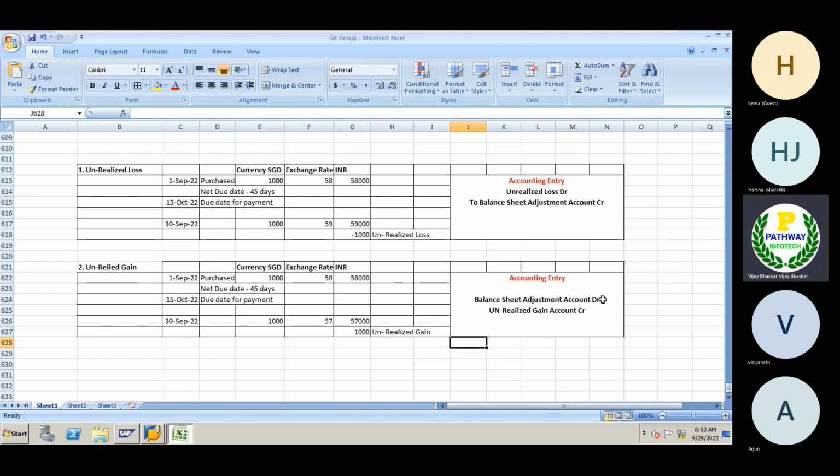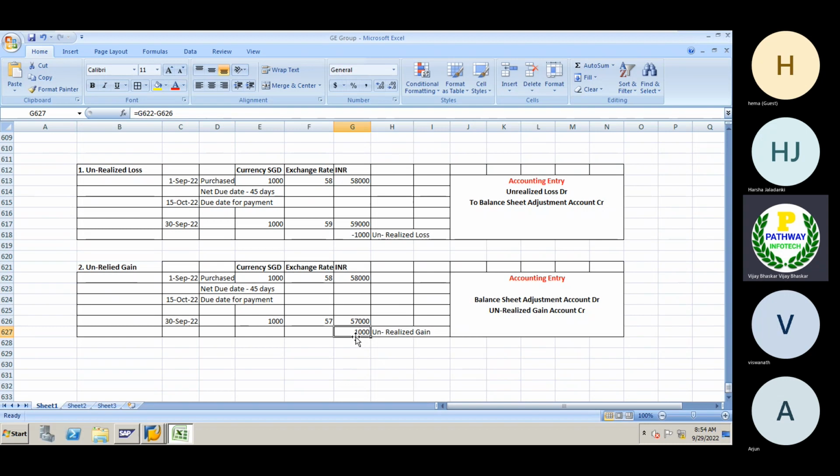Remember, the accounting entry is also very important. If anyone is not understanding, please raise your hand so that I will clarify once again. You need to understand clearly. Now this is the concept of unrealized, because this is only my assumption. Only when I make the payment will I come to know whether it is a profit or loss.